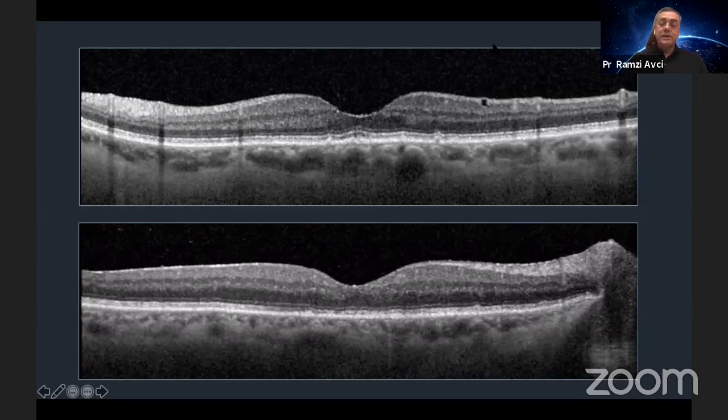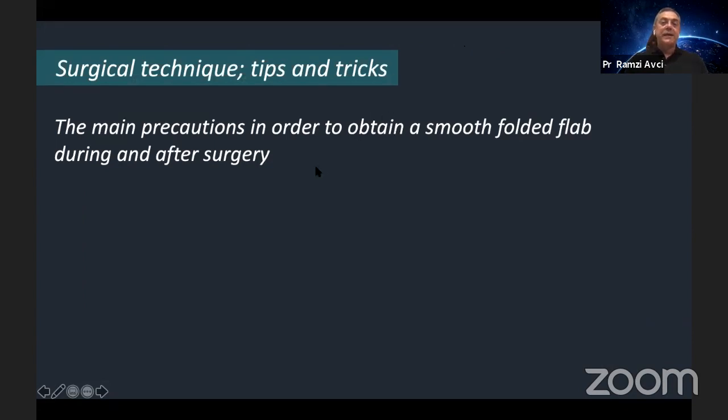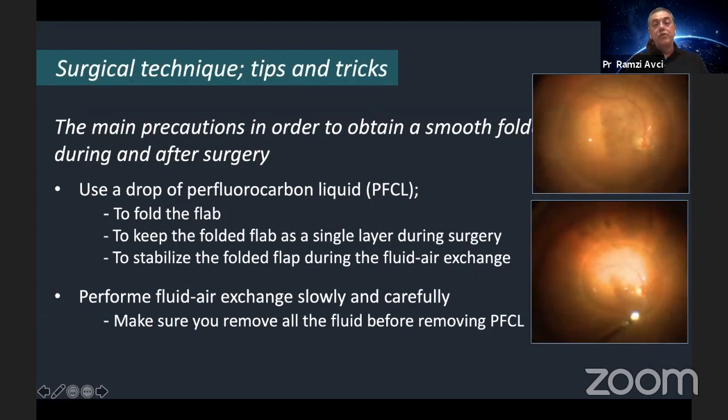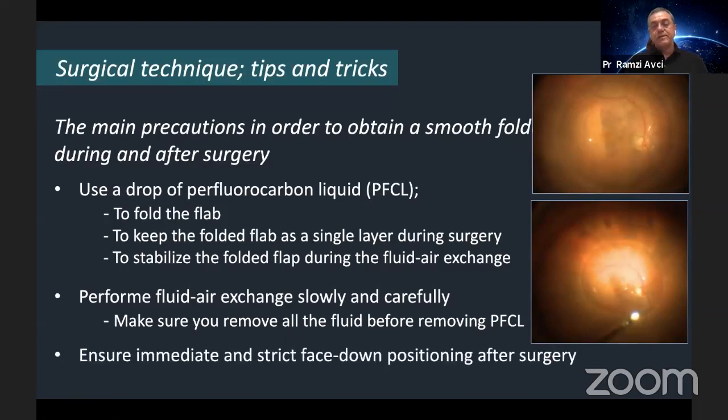And what are the surgical tips and tricks in this technique? The main precaution, in order to obtain a smooth folded flap after surgery, is to use a drop of perfluorocarbon liquid during surgery to fold the flap, to keep the folded flap as a single layer, and to stabilize the folded flap during the fluid-air exchange. Also perform the fluid-air exchange slowly and carefully. Make sure you remove all the fluid before removing the PFCL bubble, and also ensure immediate and strict face-down position after surgery. Therefore, local anesthesia in this patient is preferred instead of general anesthesia.